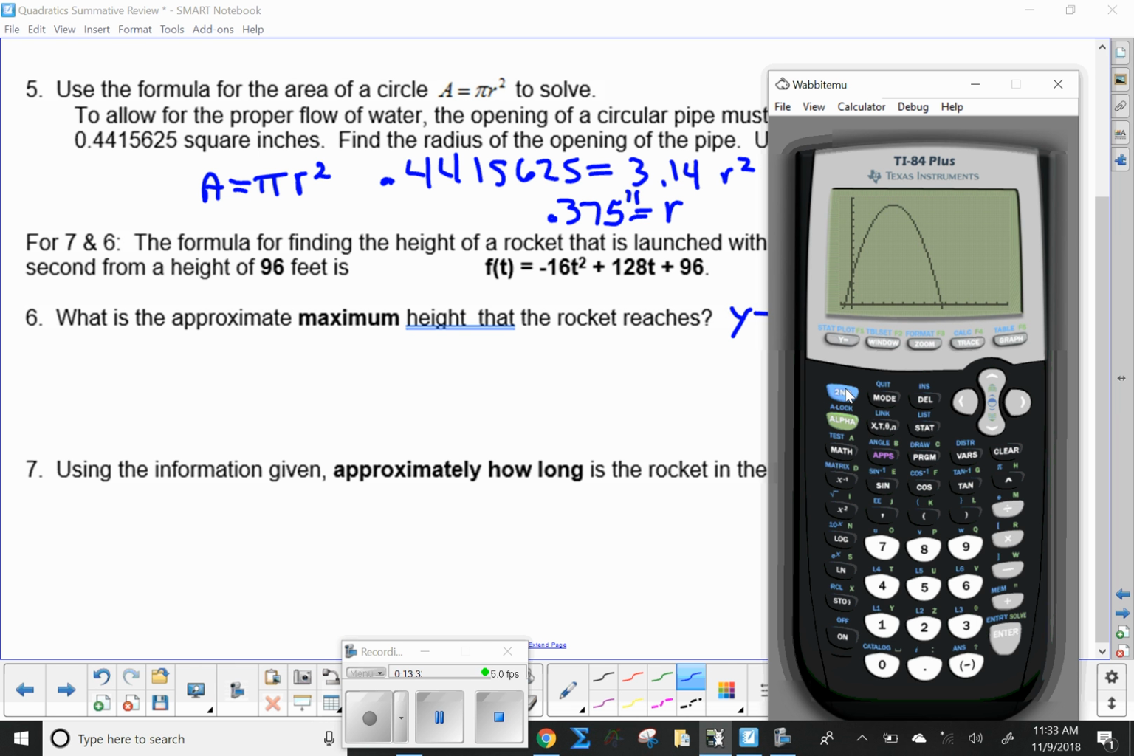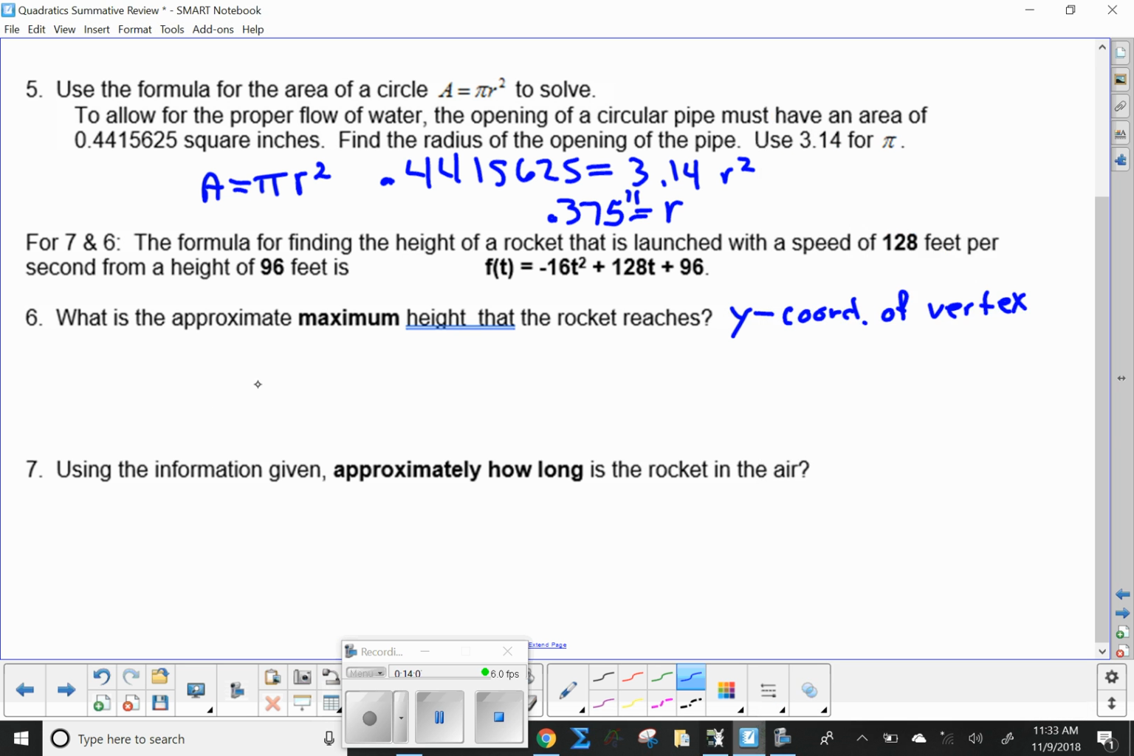I can either use negative b over 2a and then plug it in, or I can just graph it and do second calc. My vertex is going to be my maximum, and the calculator asks you left bound. So I have to move that little spidery guy, the cursor, to the left of the maximum. Press enter. Right bound. I have to move it to the right. And I press enter, and I just press enter again. It tells me at 3.999, so at about 4 seconds, it's 352 feet high.